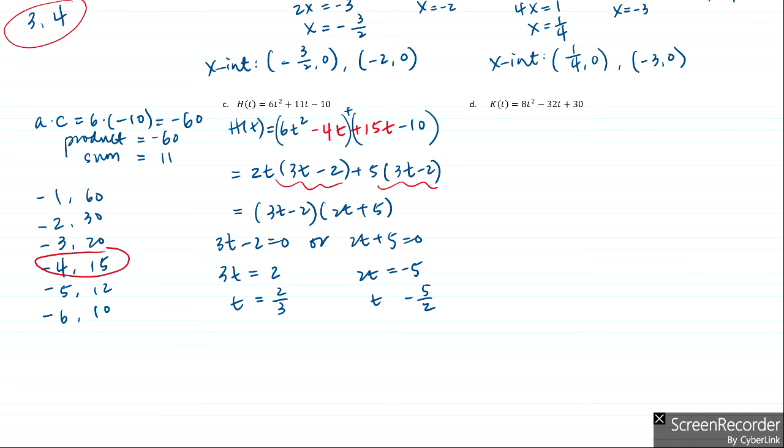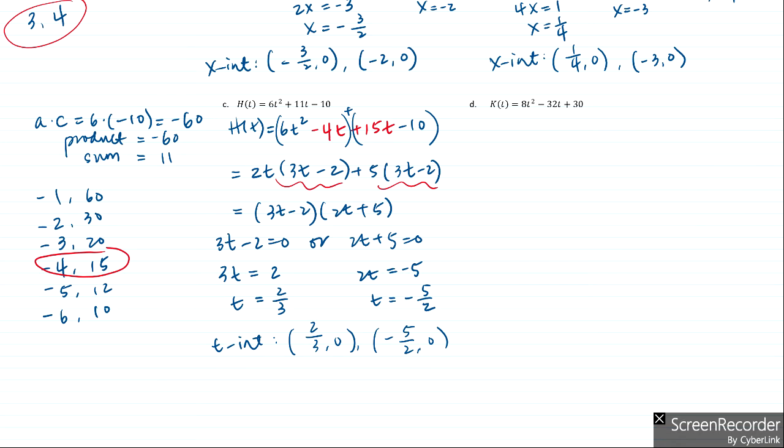And these are the two possible horizontal intercepts. You can call them t-intercepts or the horizontal intercepts. Either way is fine. We'll get 2/3 comma 0 and negative 5/2 comma 0. And these are the final result for this one.